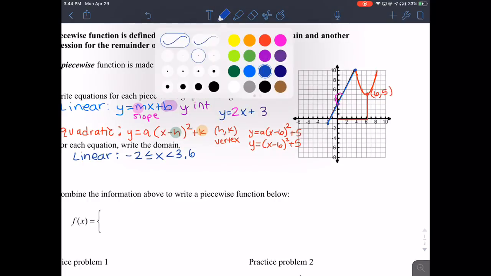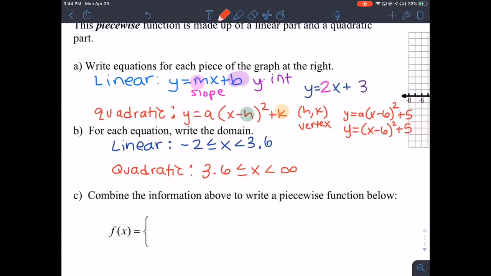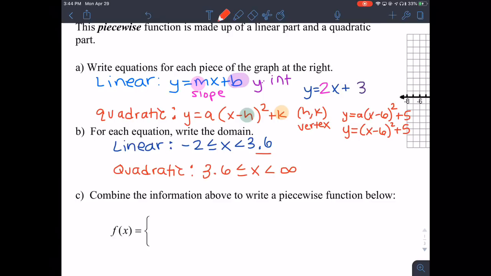Then our quadratic picks back up where the linear dropped off at 3.6, which is less than or equal to x, which is less than infinity. So we are still going to assume that this goes on forever on the right side unless we see a hard stopping point. Now, with piecewise functions, we only want to include this 3.6 in one of our functions. So one of them will have a less than or equal to, whereas the other one has just a less than. And you'll see it both ways.